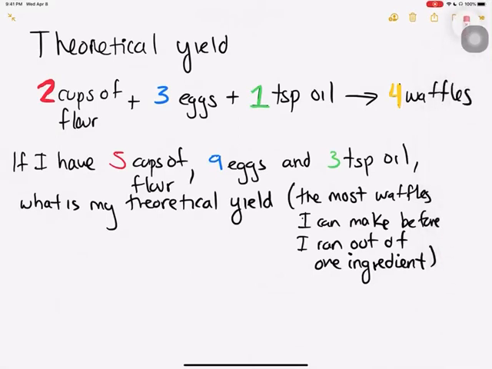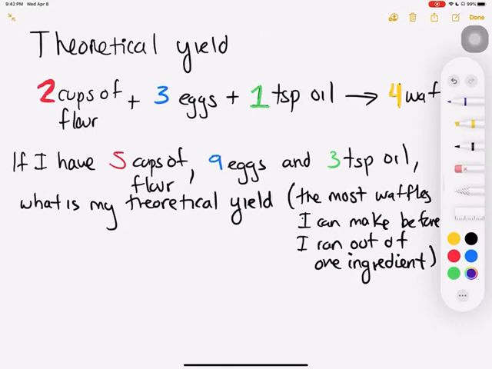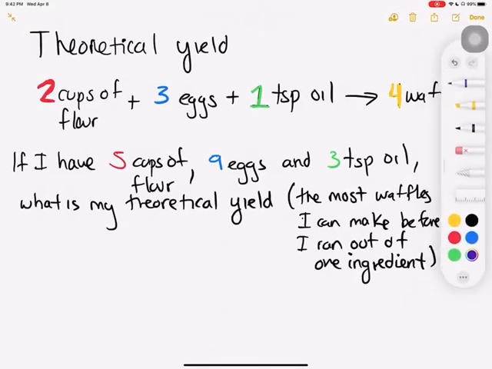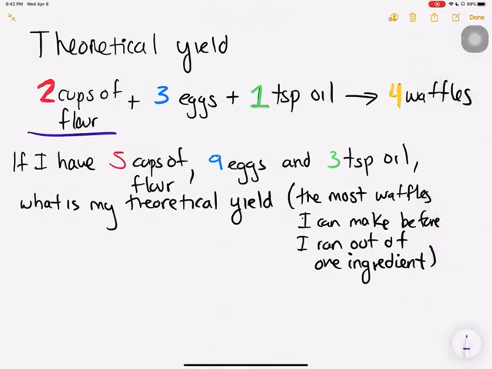Alright guys, in this video I'm going to show you, or try to explain, what theoretical yield means in terms of the recipe that I've been using, or a very similar recipe, for the previous videos. Okay, so let's take the recipe which we're kind of familiar with, right? 2 cups of flour, 3 eggs, 1 teaspoon of oil makes 4 waffles. Of course, if you have a different recipe for making waffles, well, you can stick to your recipe, right?